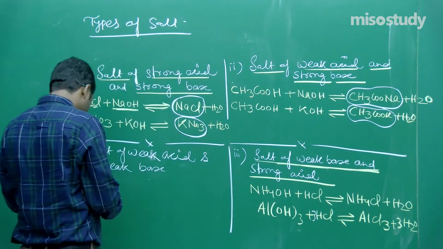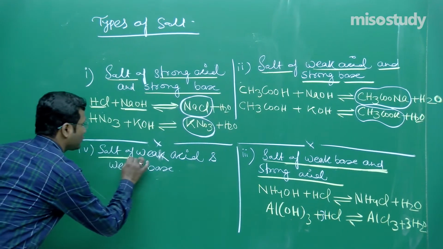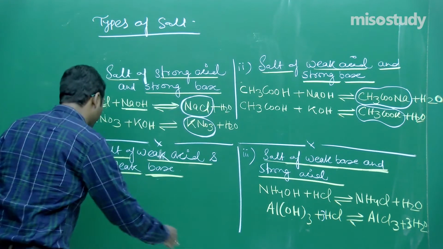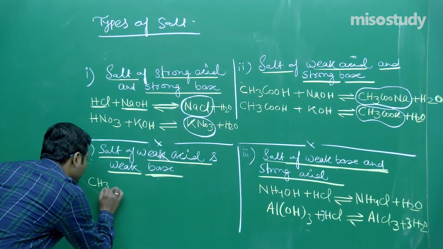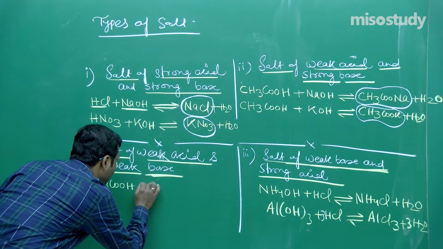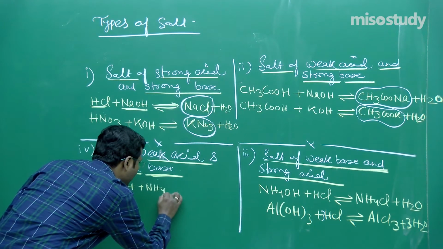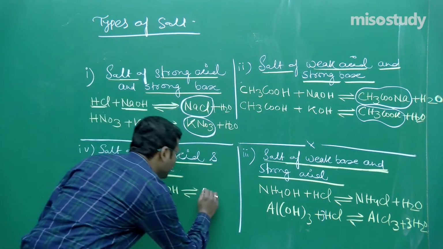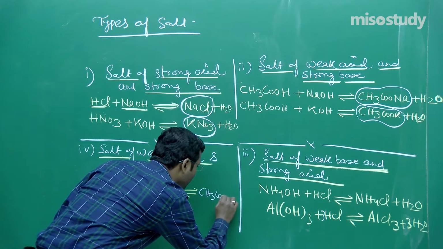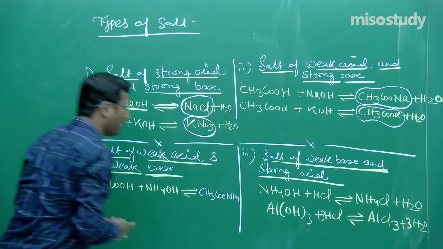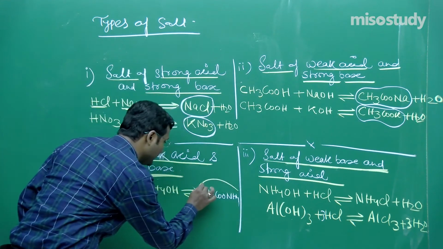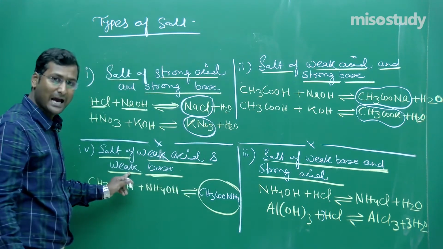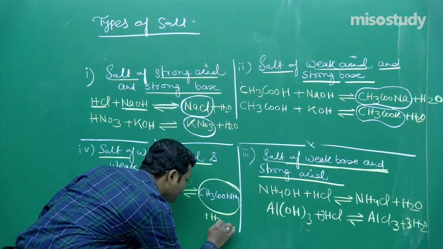Now moving here, the next and last, salt of weak acid and a weak base. Take an example of weak acid, that is CH3COOH, and a weak base, that is NH4OH. What will happen? It will give CH3COONH4. This CH3COONH4 is an example of salt of weak acid and weak base. You can also write plus H2O.